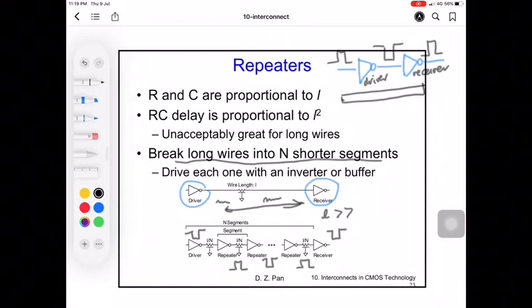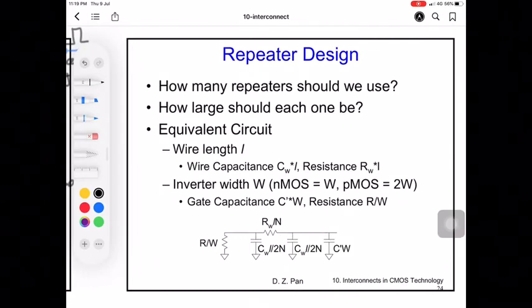So a good strategy is to break long wires into n shorter segments, and you drive each one with an inverter or a buffer. What is a buffer? A buffer is two inverters back to back. What should we use? So we should have enough repeaters to multiply the signal so that it doesn't degrade. And how large should each repeater be?